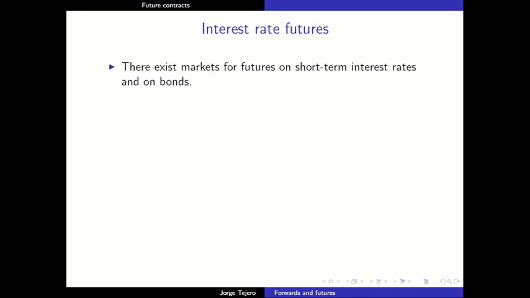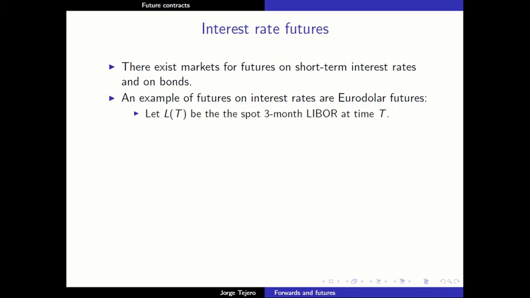As we had forwards on interest rates, we also have futures on interest rates. There are two widely used categories of interest rate futures. On the one hand, we have short-term interest rates, and on the other hand, we have future markets on bonds. An example of the first of these categories are Eurodollar futures. These are futures which depend on the 3-month LIBOR, and we denote by L_t the spot 3-month LIBOR at time t.